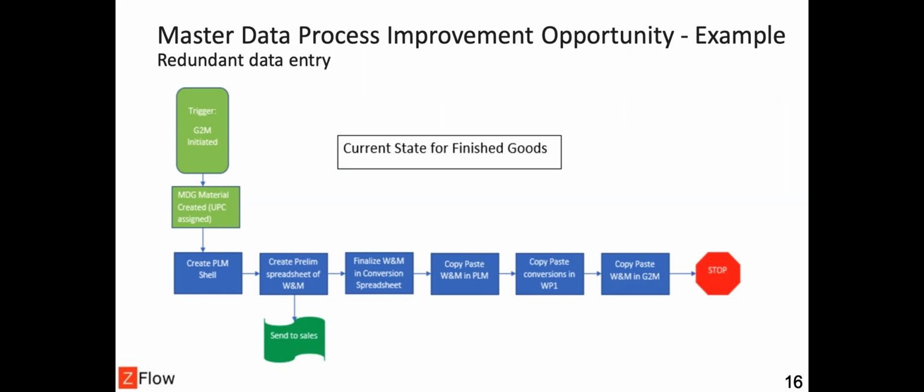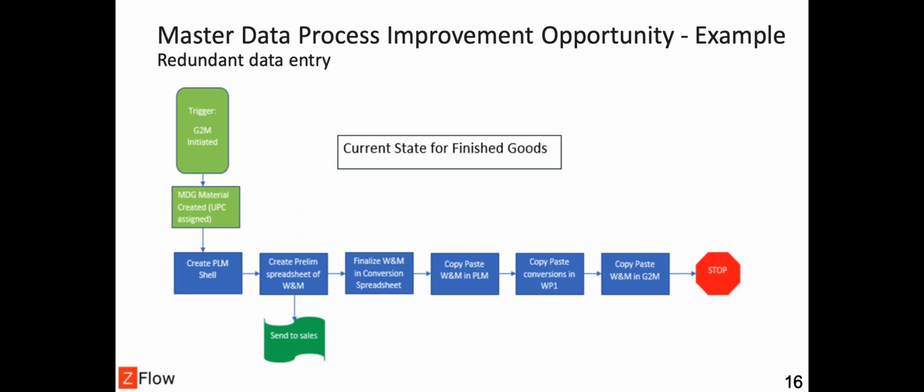So this is really the process that the packaging engineering team went through when we're setting up new finished goods. So they would have to basically get a request for this material. It would have a material number assigned. That part they didn't do. But then they'd have to create it in PLM. And then they create a spreadsheet with all the data on it that they would send to the sales team.